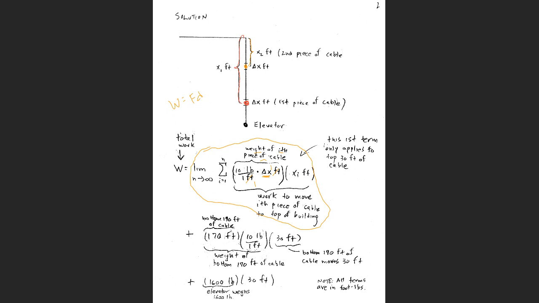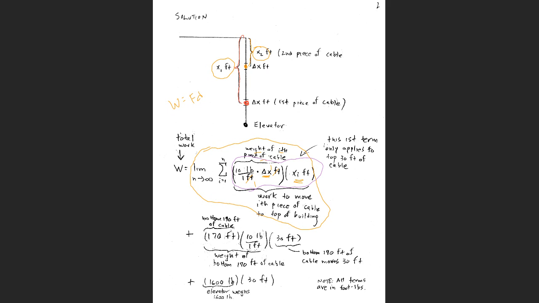Then we're going to multiply that weight by x sub i feet. We have to let x vary because different pieces of cable are different distances from the top of the building. We add up all of these. This 10 delta x times x sub i right here stands for work: the work to move the ith piece of cable to the top of the building.